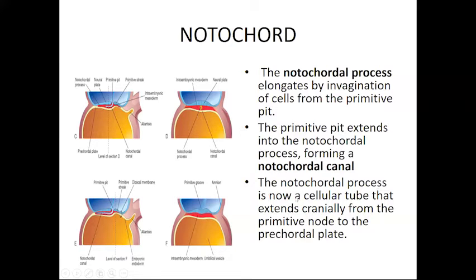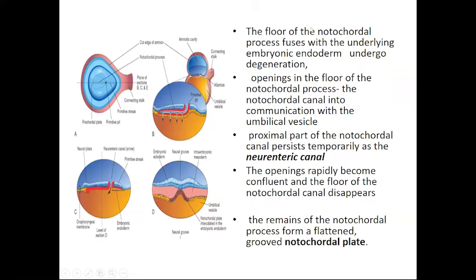The process is now a cellular tube that extends cranially from the pit to the precaudal plate, as you can see in this E picture. Then, in the next step, the floor of the notochordal process. This is the notochordal process, the red, that is the mesenchyme. From the pit, the cells are invaginated, and they become the canal. This is the epiblast or the ectoderm, and the yellow is the endoderm. Now it is a luminous structure.